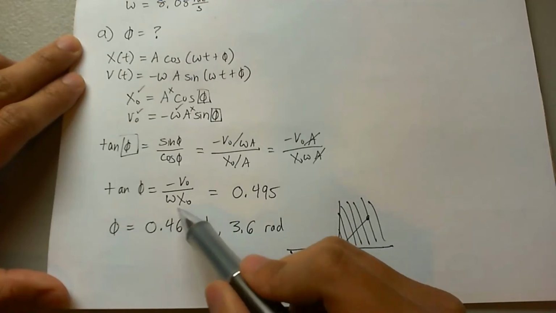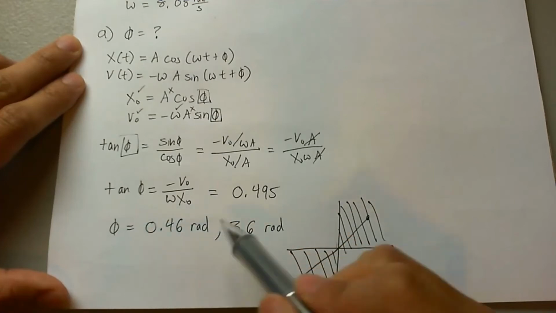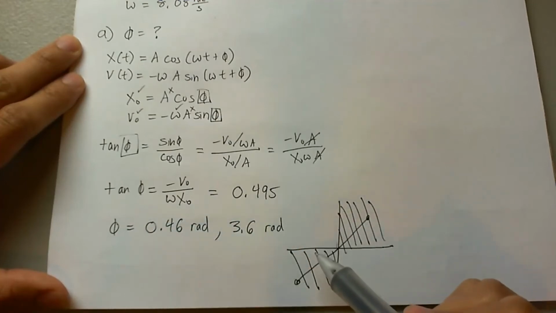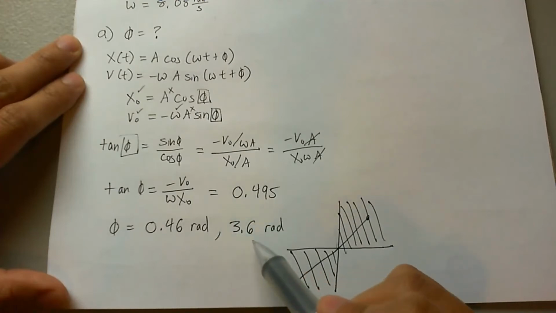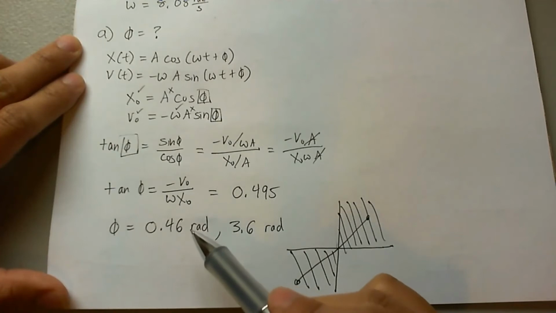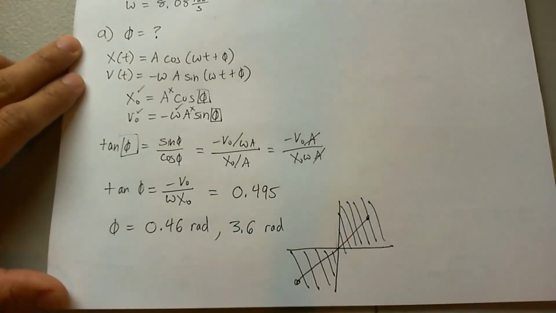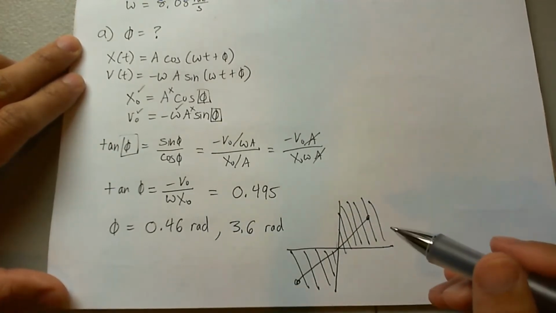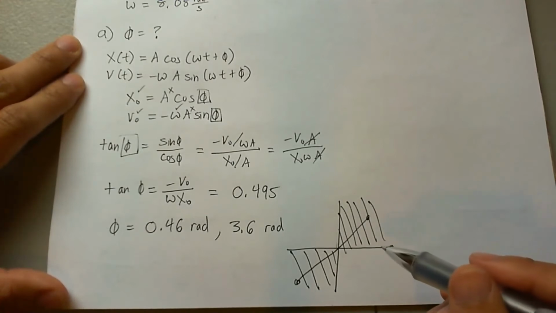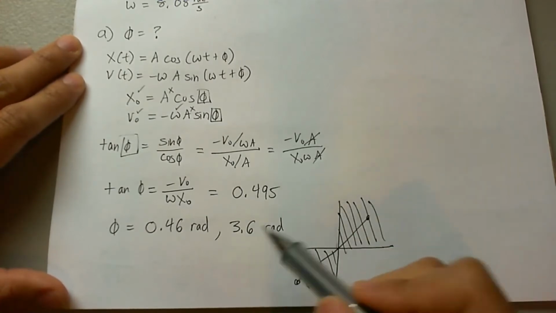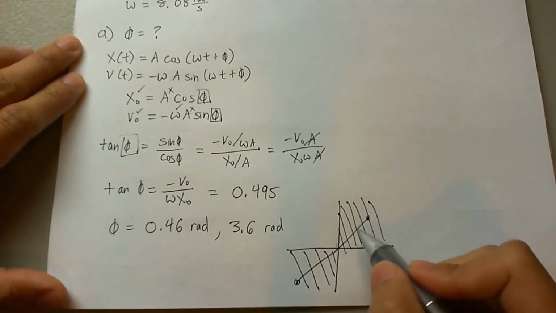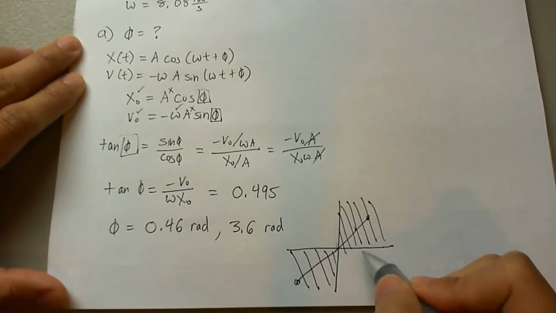You take the first function, you add pi, and then you get the second function. And as you can see, this is just going to be 3.14 plus 0.46. That's going to be about roughly 3.6 radians. Okay. So from that, you will get your second solution. And whatever falls within 2 pi of radians is all the solutions you need.